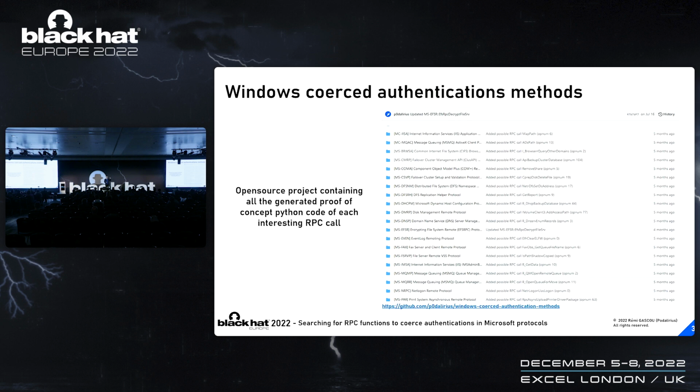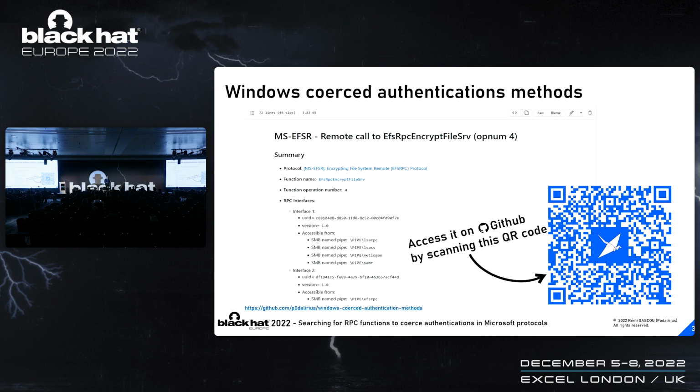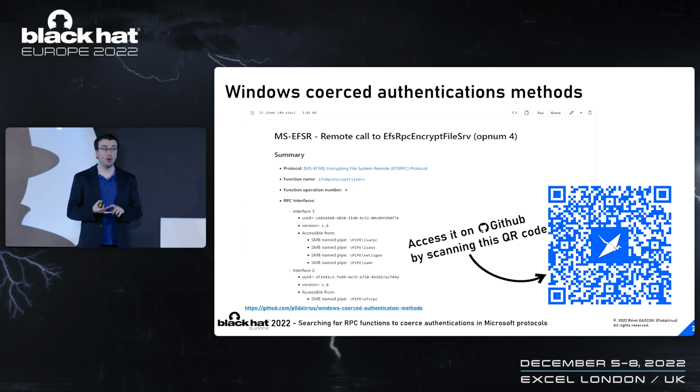There is one folder per protocol, and in each of these folders you have one folder per function containing the proof of concept code and the README file. The README files contain all of the documentation, all of the links to the actual documentation, so you can find where the information comes from. And you will have the operation number, the RPC interface with how you can access them, for example the list of SMB pipes that is used to access them. And if you want to access it on GitHub, there is a QR code here, so feel free to scan it.